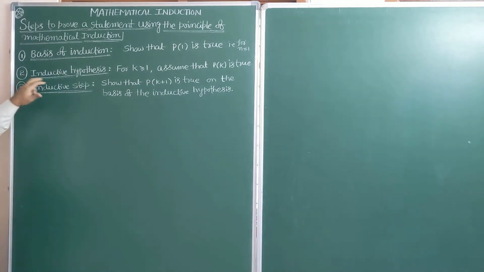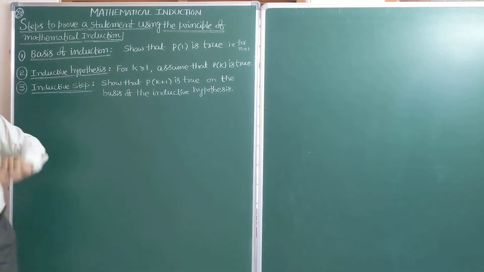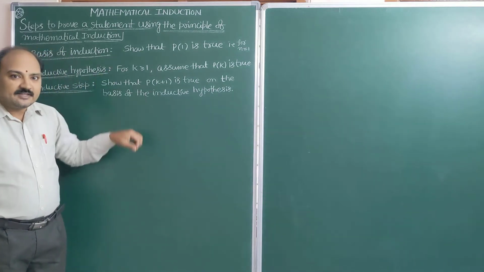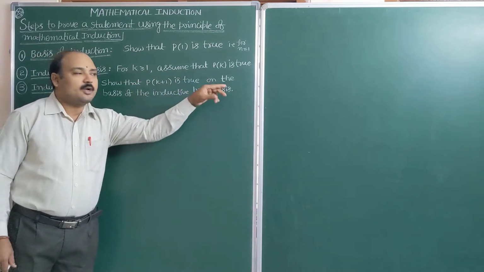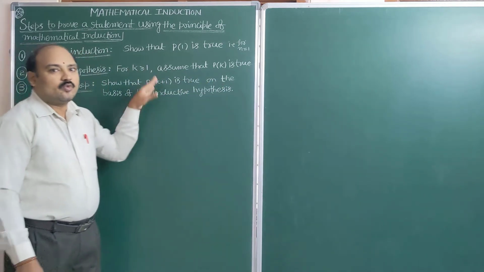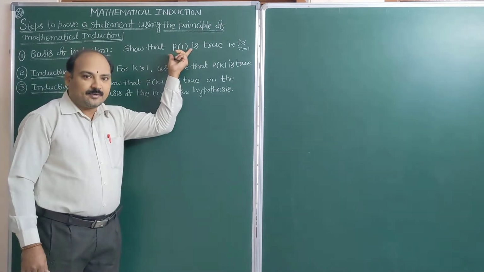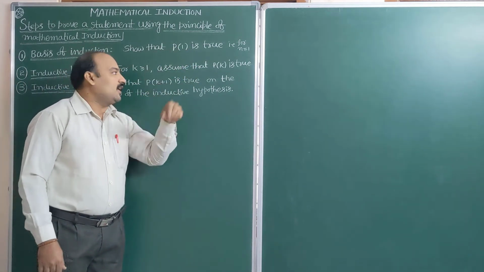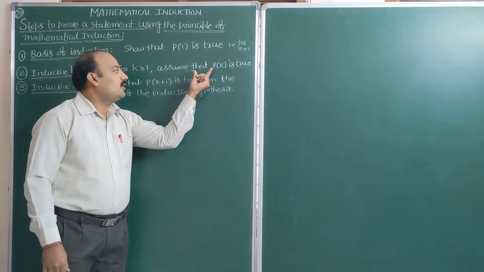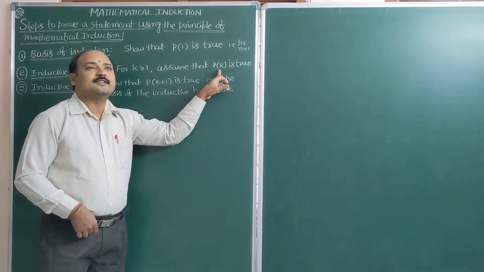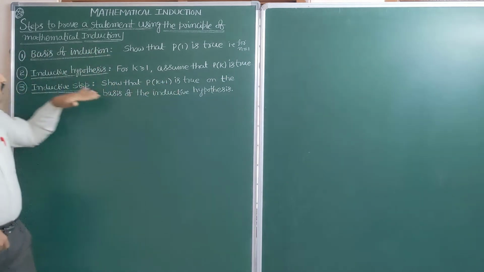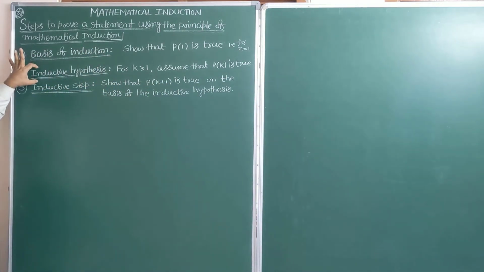Come to the second one, inductive hypothesis. What is meant by inductive hypothesis? For the given statement, for k greater than or equal to 1, assume that P of k is true. Wherever the nth term is there in the statement, replace it with k and write the kth term, and assume that the statement is true for n equal to k. That is called the hypothesis step, inductive hypothesis.